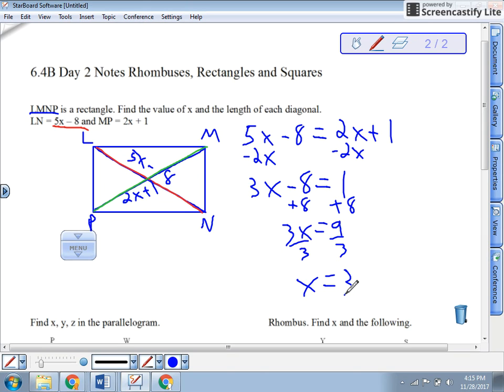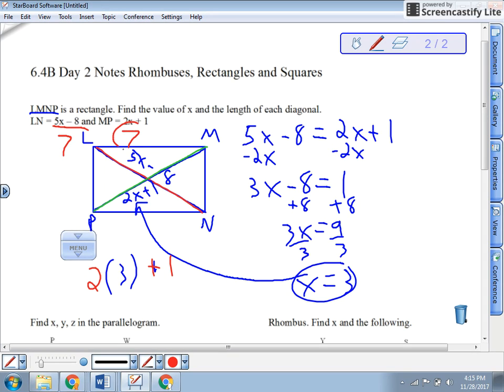Now, find the value of x and then find the value of each diagonal. Well, we plug that x into either one of these equations because we know they're going to be the same. So I'll plug it into MP: 2 times, we said x is 3, plus 1. It's always really important to answer the question. So 2 times 3 is 6, and 6 plus 1 is 7. So each diagonal is going to be 7, because they are going to be the same.